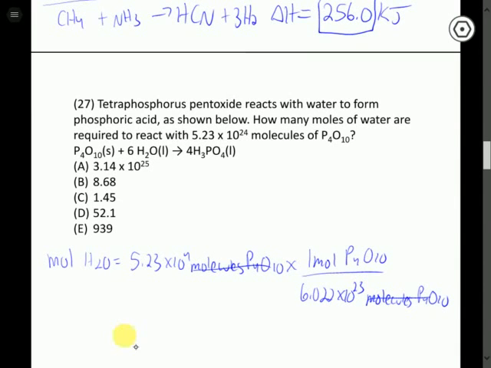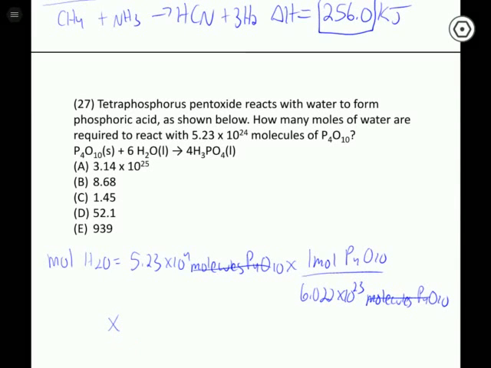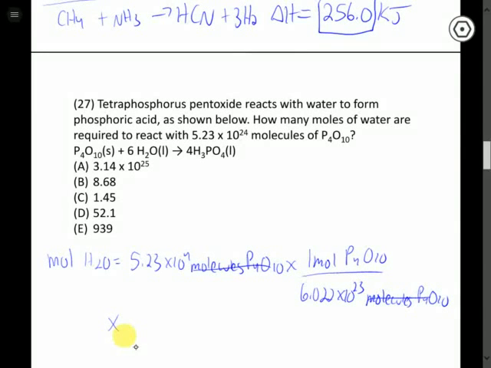And then we're going to use the coefficients from the balanced reaction. We're trying to figure out how many moles of water react with that much P4O10. So if we go to the balanced reaction, we have a coefficient of 6 in front of water, coefficient of 1 in front of P4O10. So that means 6 moles of water are required for every 1 mole of P4O10. And we stop there because we're asked for moles of water. We don't need to go any further into mass or anything else.